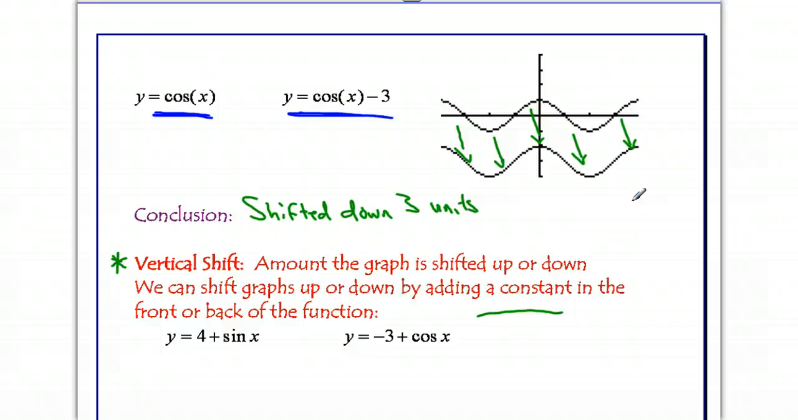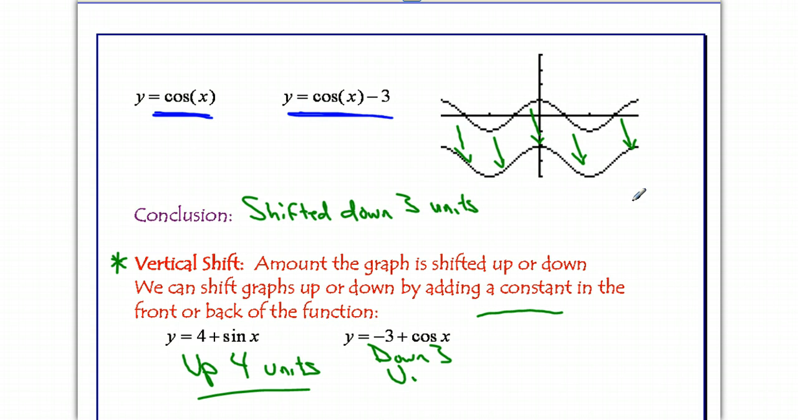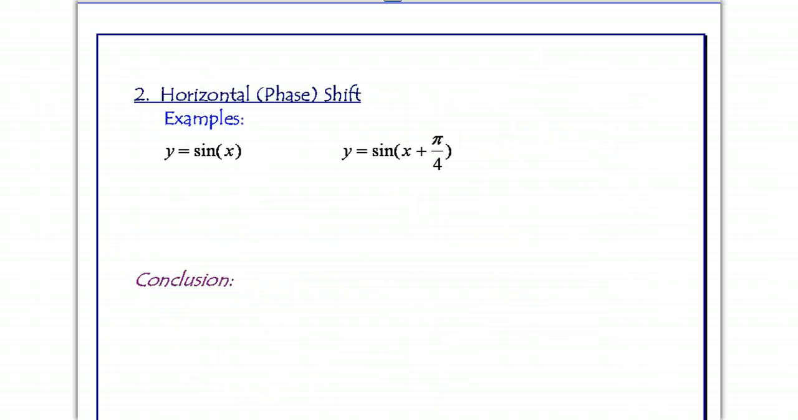So look down here, we've got y equals 4 plus sine of x. Would you agree that shifts the graph up 4 units? Or here's negative 3 plus cosine. We just did that one, didn't we? So that one is down 3 units. Okay, one of our 2 ideas is complete. How do we shift the graph up or down? We've got it. Add something on or subtract something to the whole function.